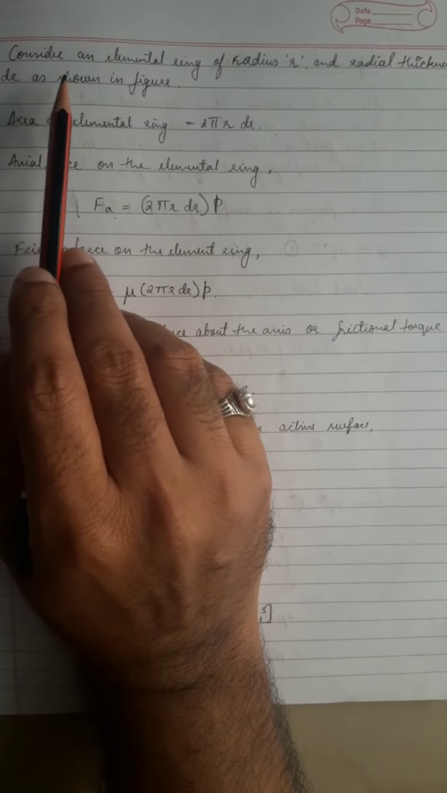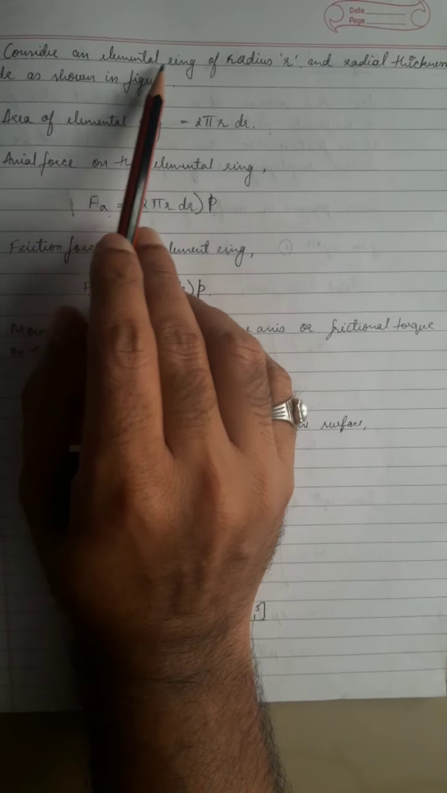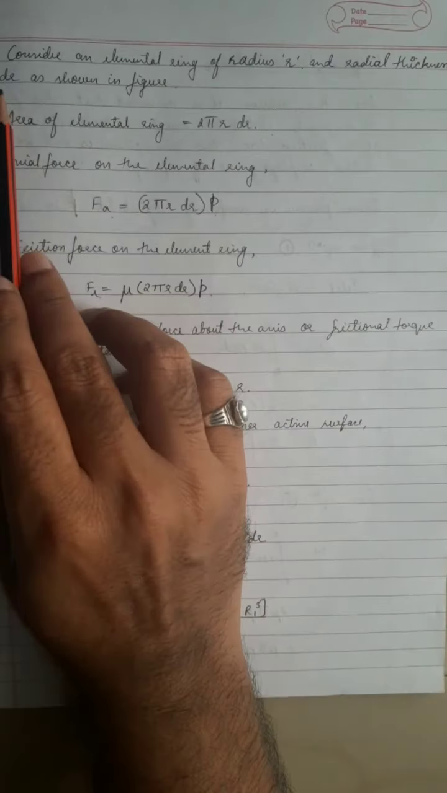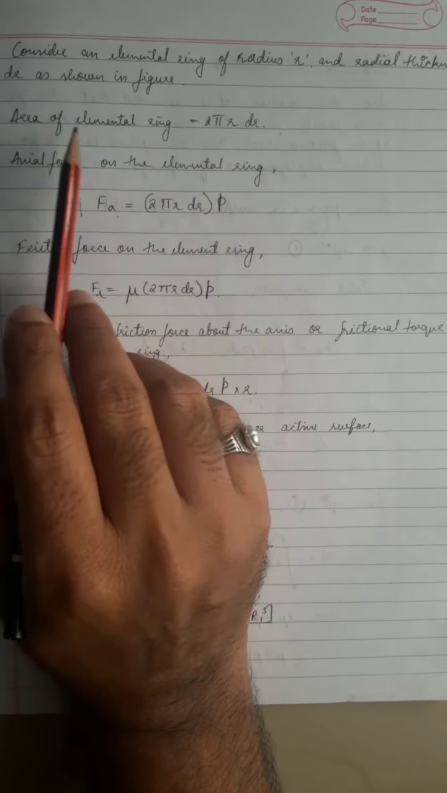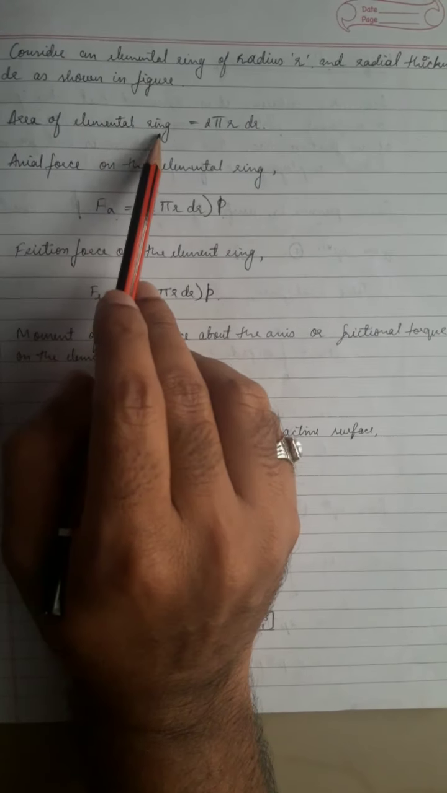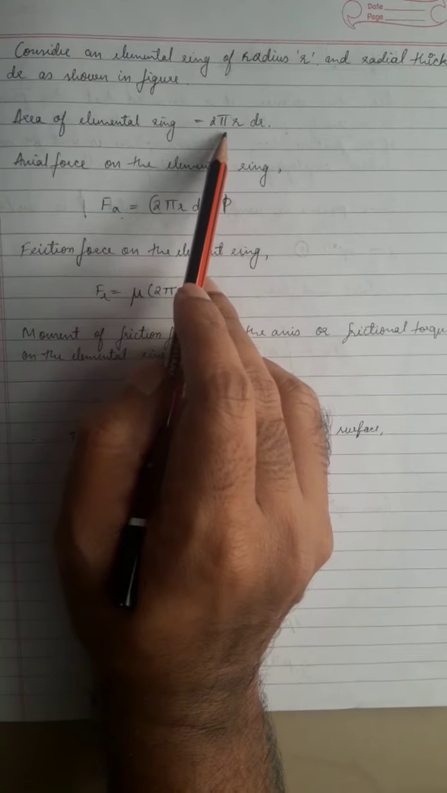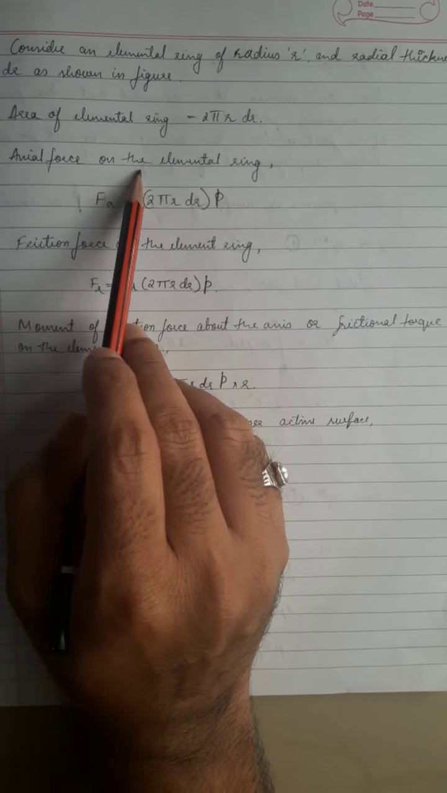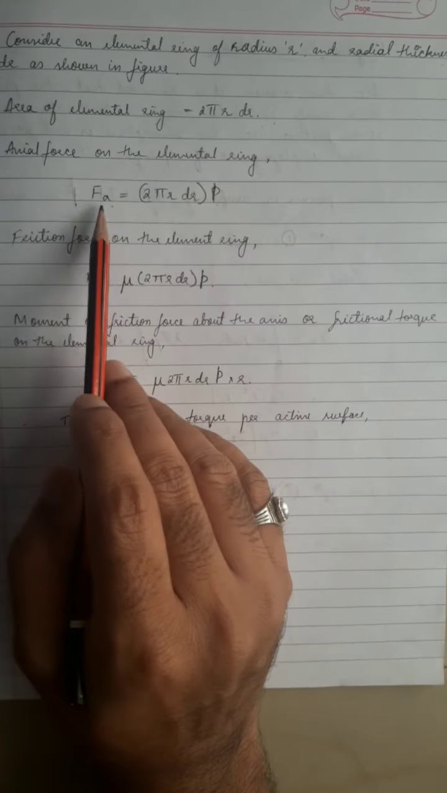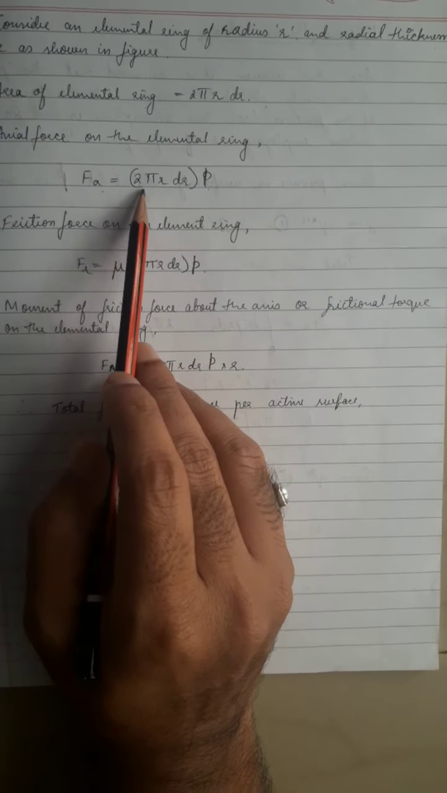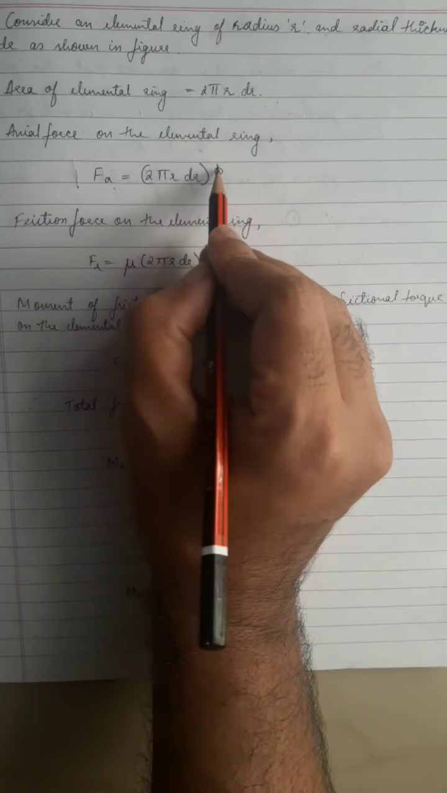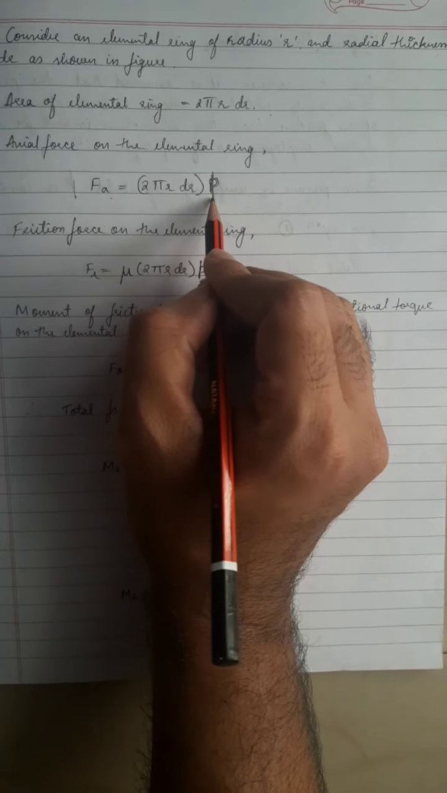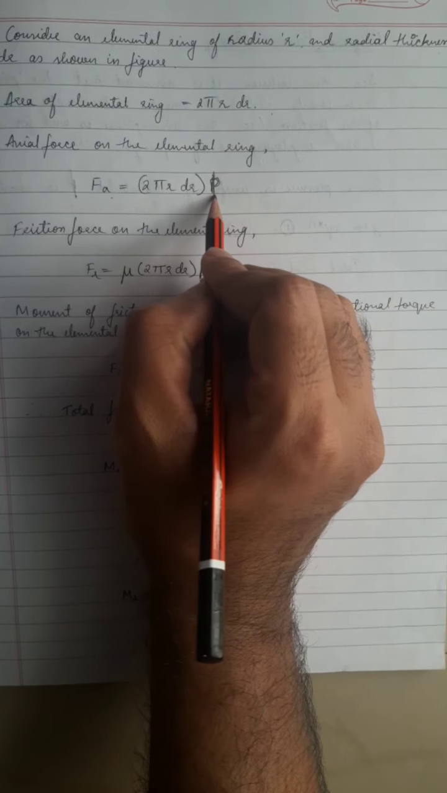So as shown in the figure, we are considering an elemental ring of radius r and whose radial thickness is dr. For that, the area of the elemental ring is 2 pi r dr, and the axial force on the elemental ring is given by Fa is equal to 2 pi r dr into the pressure p. This is the pressure, not capital P, it is small p, pressure.